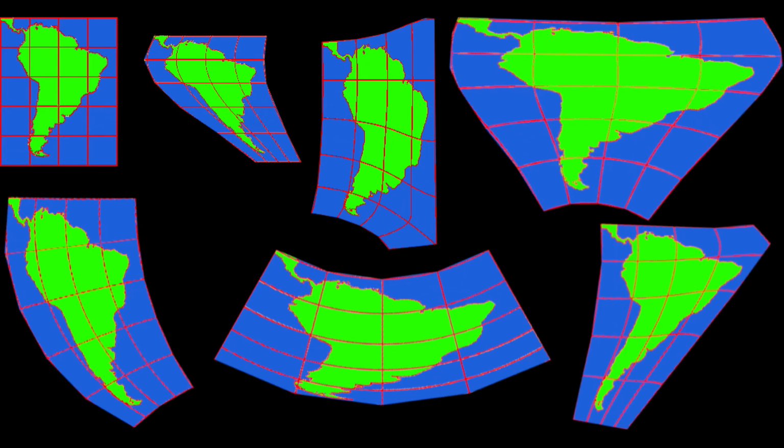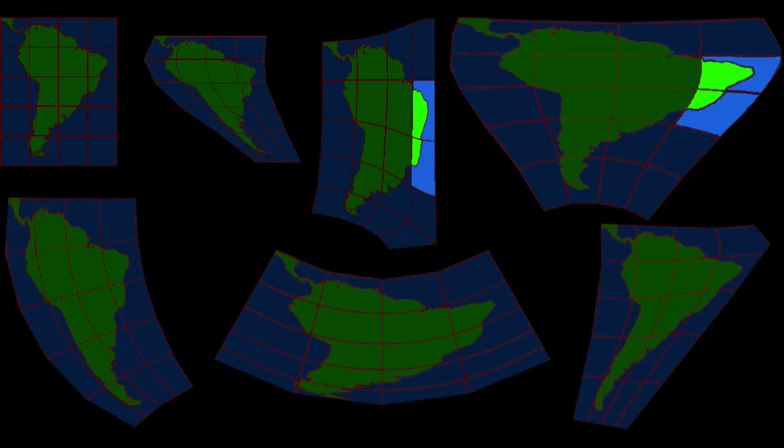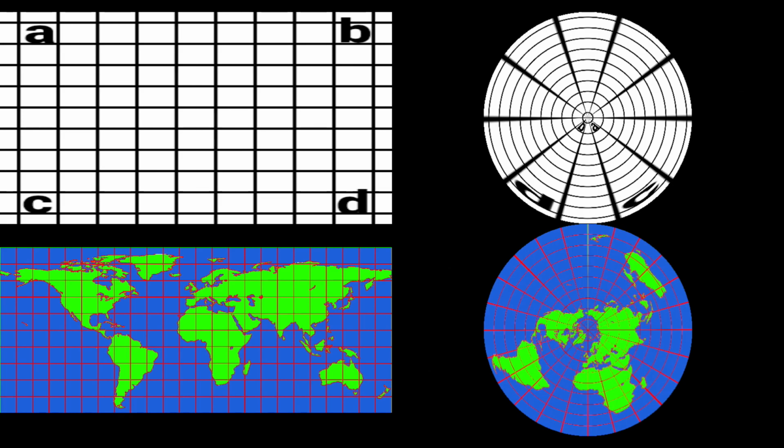The eastern edge of South America can be either pointed or flat, depending on the coordinate system. On the left is a cylindrical coordinate system, where the top line is the North Pole and the bottom line is the South Pole. Cylindrical map projections are the ones most people are most familiar with. On the right is a polar coordinate system, where the center point is the North Pole and the outermost circle is the South Pole.